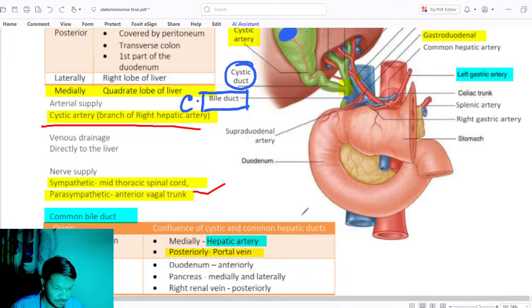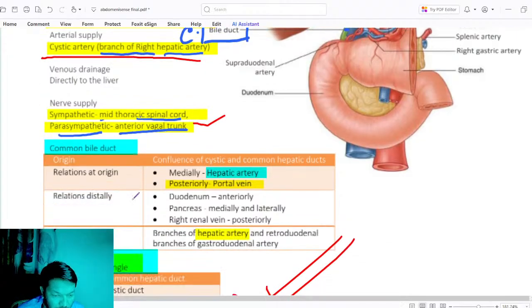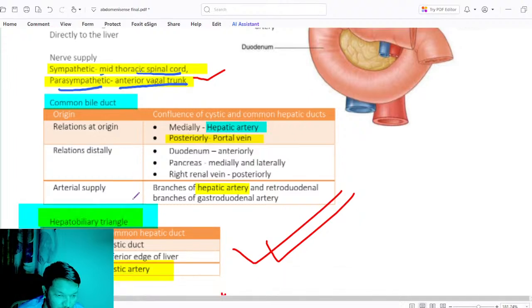Okay, so nerve supply: sympathetic. The cystic artery is a branch of the right hepatic artery. Nerve supply: sympathetic from the mid-thoracic spinal cord and parasympathetic from the anterior vagal trunk. Common bile duct. Just read it.